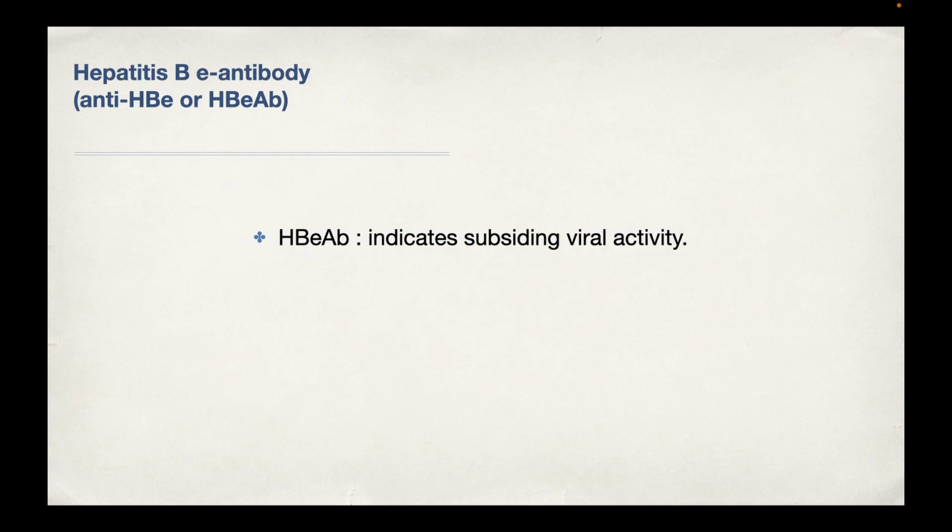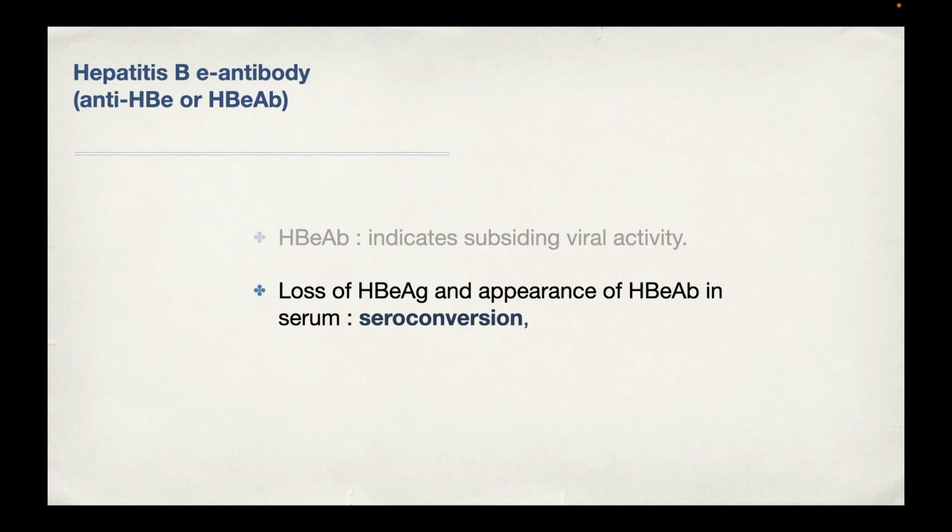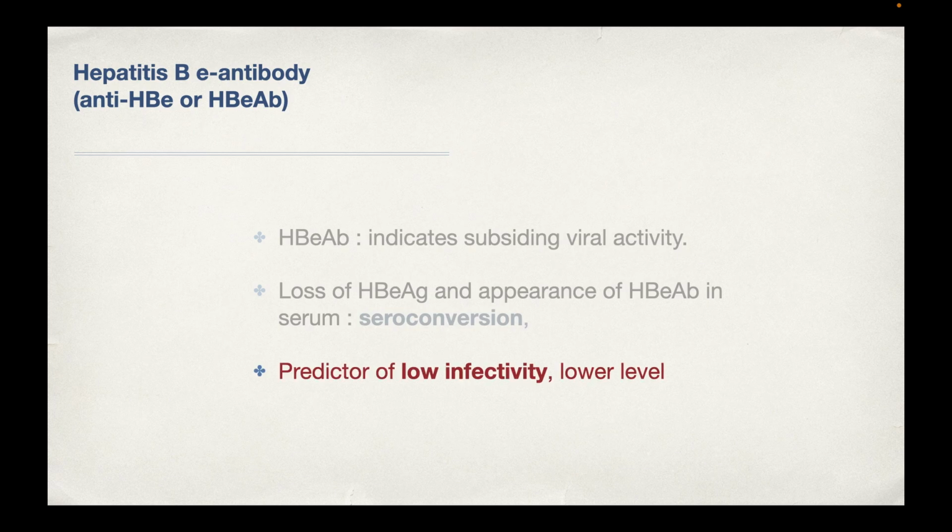And the hepatitis B E antibody only indicates that there is subsiding of the viral activity in the blood. Now, anytime we have loss of the hepatitis B E antigen and the appearance of the hepatitis B E antibody in the blood, we say this is a period of what? Seroconversion.